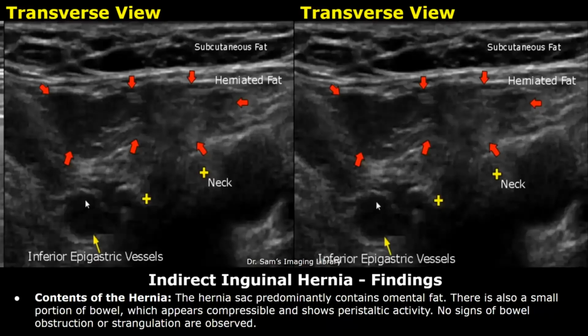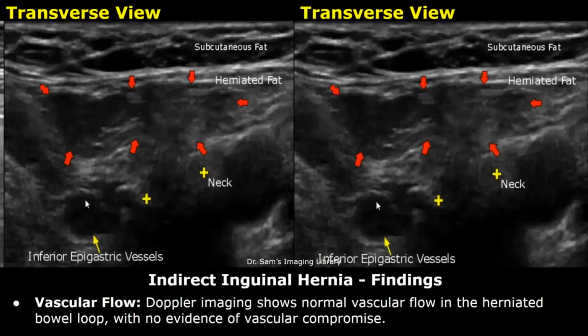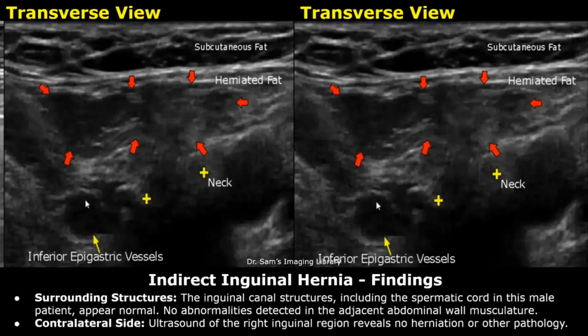Contents of the hernia. The hernia sac predominantly contains omental fat. There is also a small portion of the bowel, which appears compressible and shows peristaltic activity. No signs of bowel obstruction or strangulation are observed. The vascular flow was normal. The surrounding inguinal canal structures, including the spermatic cord, appear normal. The contralateral side was normal.